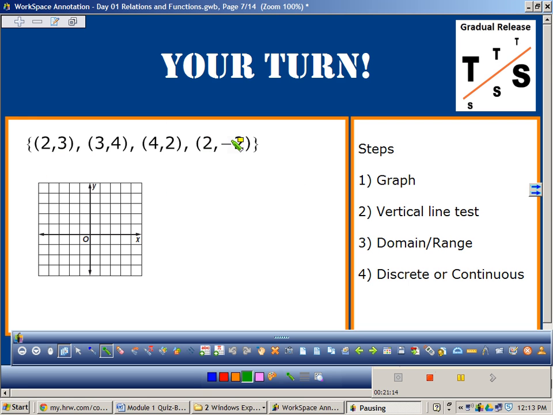Your turn. So go ahead and graph these points. Then do a vertical line test. Tell me whether or not it's a function or not. Give me the domain. Give me the range. Tell me whether it's discrete or continuous, please.